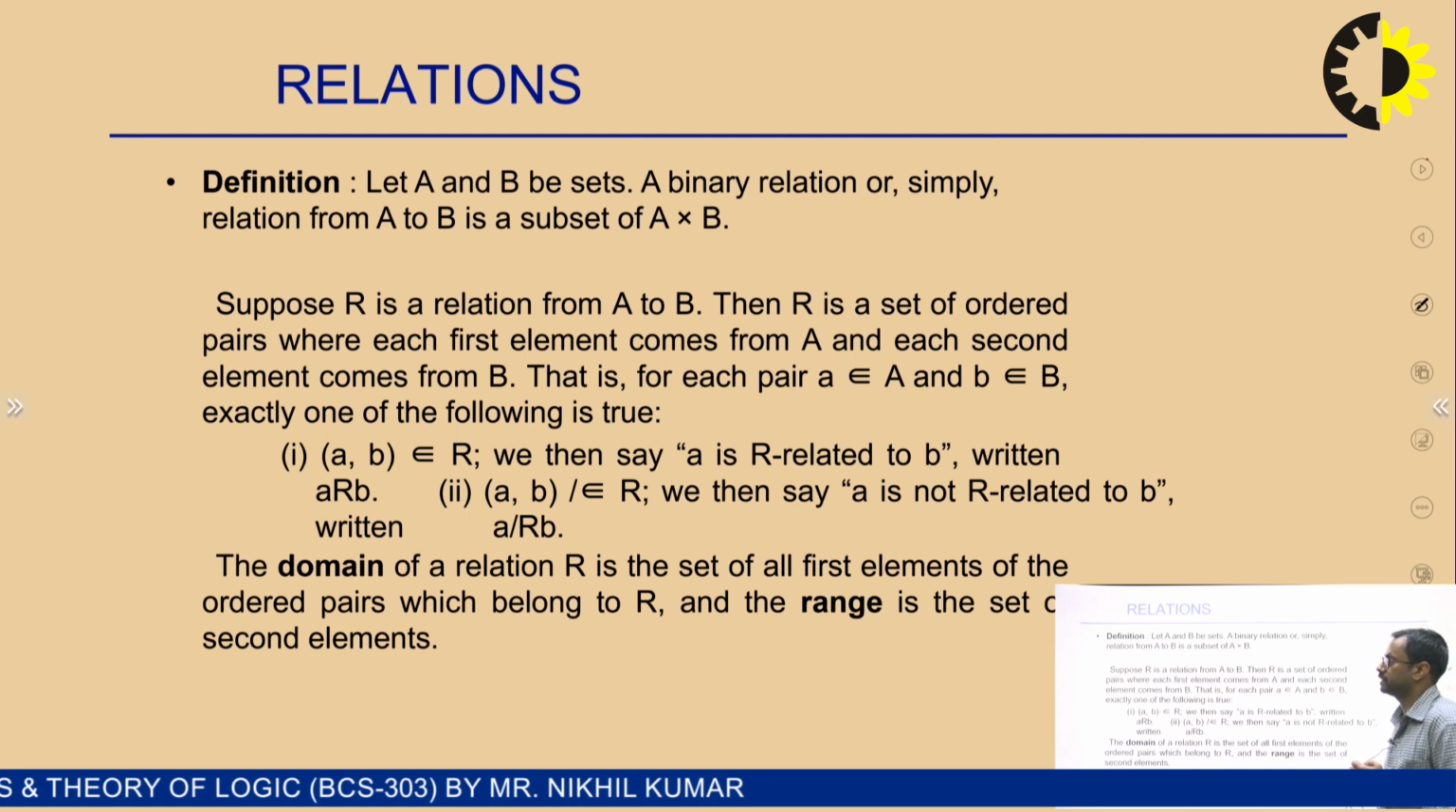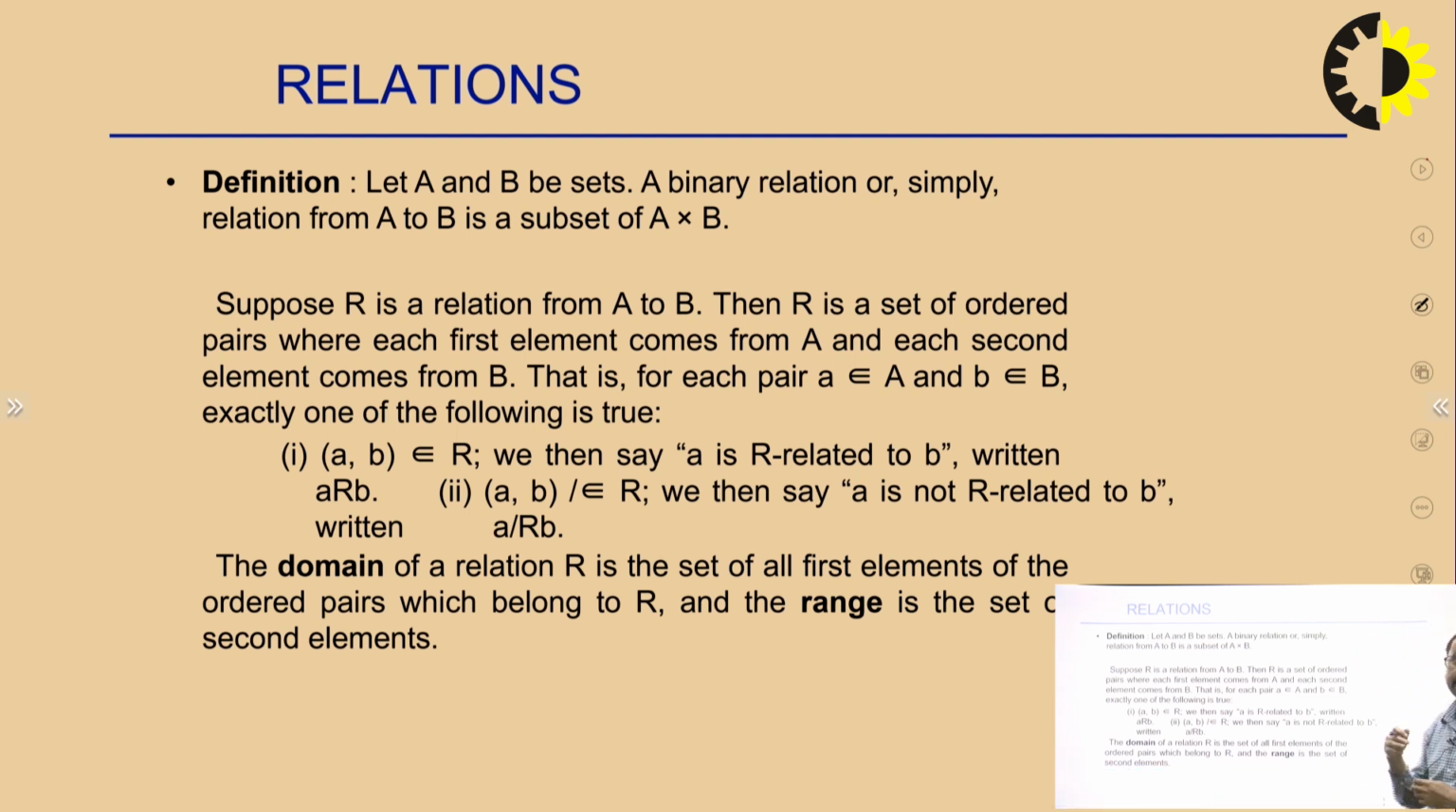What are relations? Let A and B be sets. A binary relation, or simply a relation, from A to B is a subset of A cross B. Suppose R is a relation from A to B, then R is a set of ordered pairs where each first element comes from A and the second element comes from set B. That is, for each pair, a belongs to A and b belongs to B.